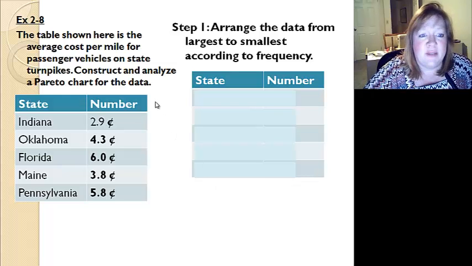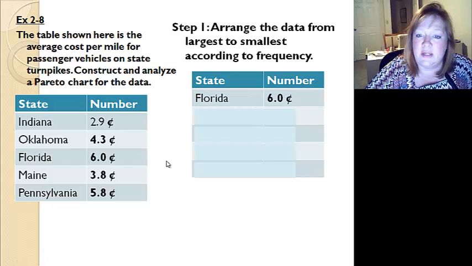Okay, we're going to do an example here just to give you an idea. Here are the states and the average cost per mile on turnpikes. They're talking about tolls and different things like that. If you haven't seen this symbol before, that's the cents symbol. So this is 2.9 cents. Very first step, it says arrange the data from the largest to the smallest according to frequency. So which one's the fat cat? Florida. So he goes on top.